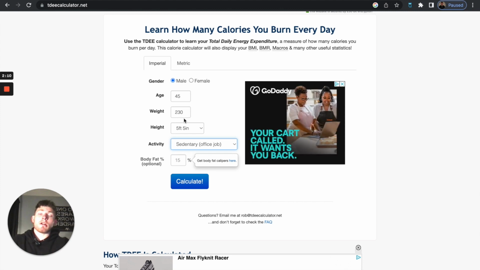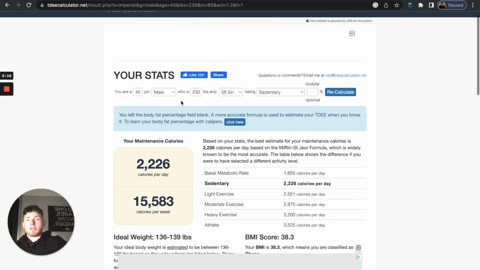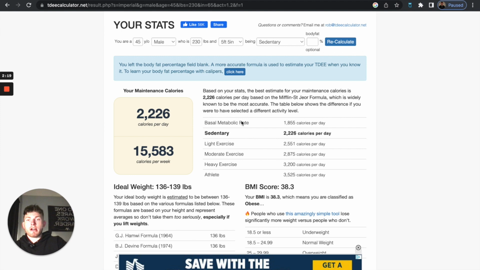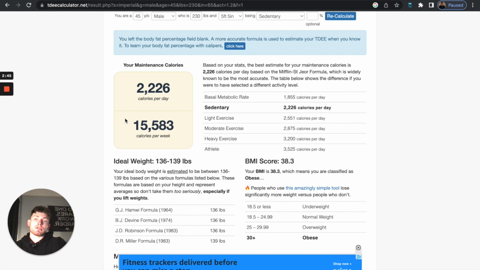After you're done inputting all that information, all you're going to do is hit calculate. And boom, it's going to pull up your stats. So for a 45-year-old male who is 230 pounds and 5'5" and is sedentary, sits at the desk all day, his total daily energy expenditure is going to be 2,226 calories per day, which comes out to 15,583 calories per week. So essentially all you do is 2,226 times 7. That's how you get that total number for the week.